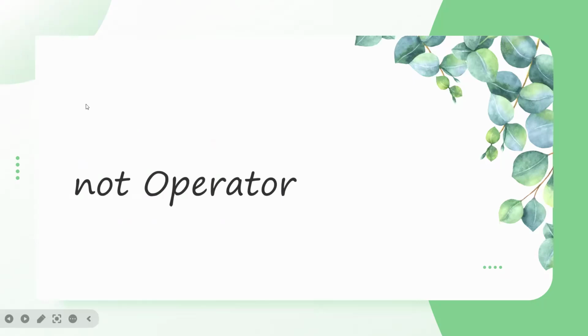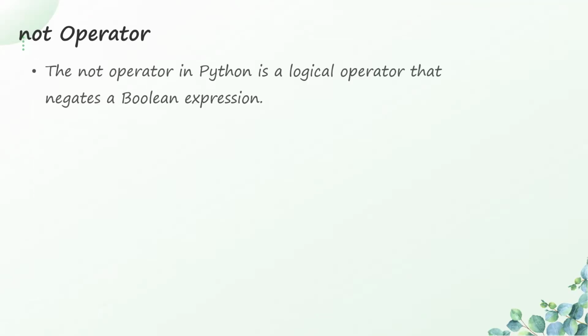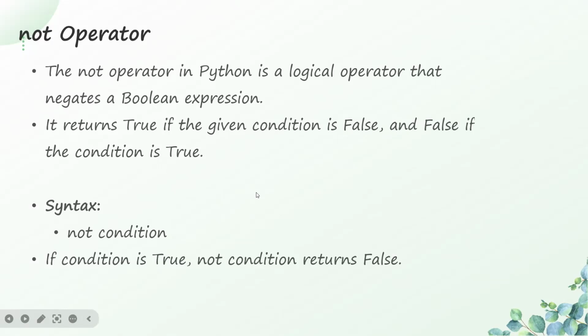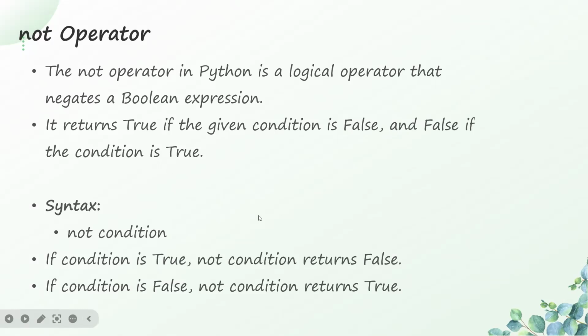So we also have the NOT operator. The NOT operator is very simple. It negates the Boolean value. If you say not true, the value will be false. If you say not false, the value will be true. So the NOT operator is a logical operator that negates a Boolean expression, giving you the opposite. It returns true if the given condition is false, and false if the condition is true.